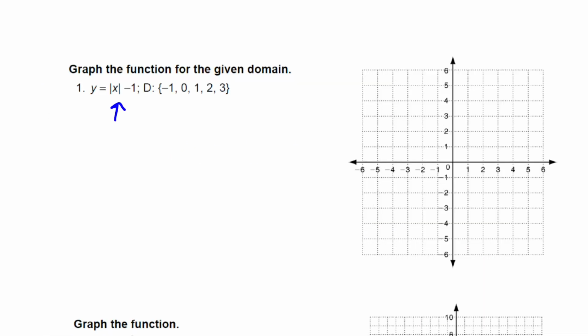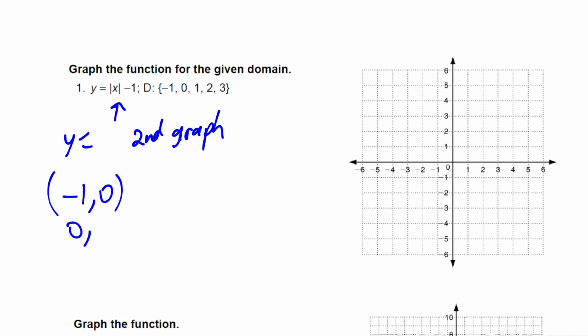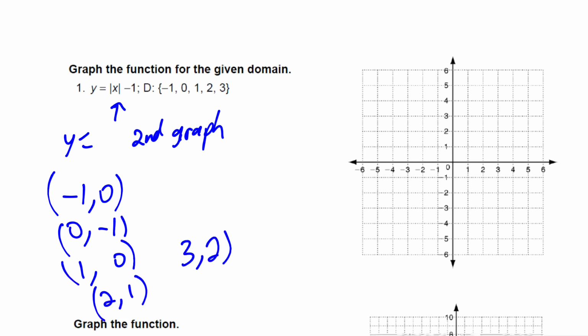So I'm going to put this function into y equals, and I'm going to press second graph and look at the table. And I'm looking for these values, negative 1 for x. What do I get for y? The answer is 0. For 0, what do I get? That's a negative 1. For 1, I get a 0. For 2, I get a 1. And for 3, I get a 2. So this is what my graph looks like. And if I was to finish the shape, it looks like this.